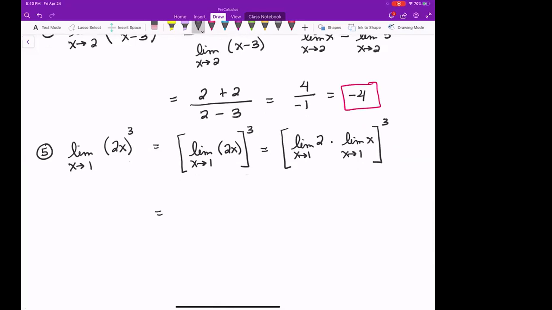So now we've got 2 basic limits. The first basic limit is just the number. The second basic limit would be x, and that would be 2 times 1 to the third power, which would be 2 to the third power, which would be 8. And again, I would have just much faster just substituted like we were already doing. But those are the properties from that section, and that's all there is to that. Pretty easy breezy.